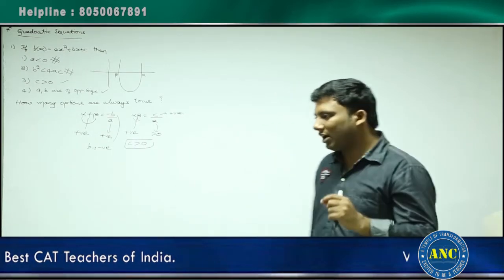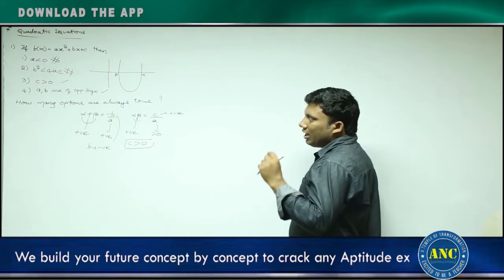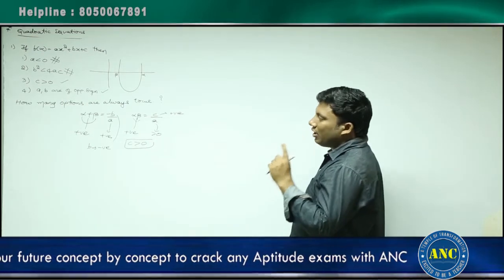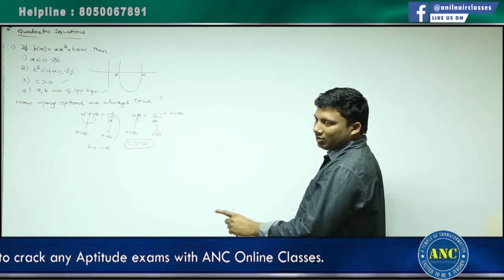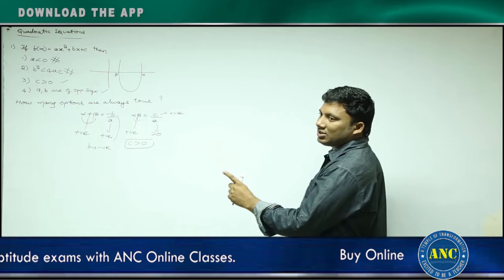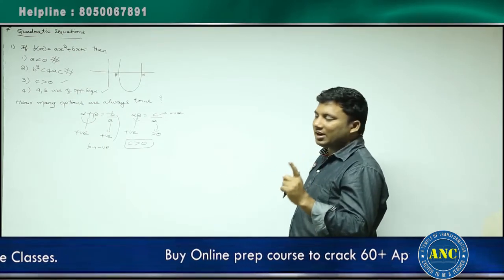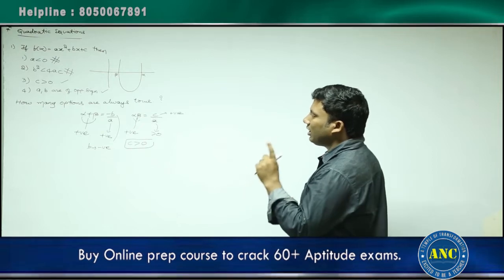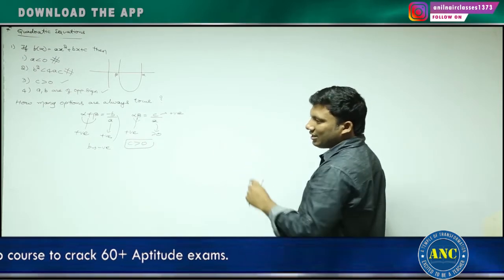A conceptual clarity on whatever we discussed in the theory part. Again I am repeating, the graph is going upwards. If the graph is going upwards, a will be greater than 0. But the first option is a less than 0. Eliminated. Second option, the graph is touching the axis at 2 points, so D cannot be less than 0. If the roots are imaginary, it cannot touch the axis.